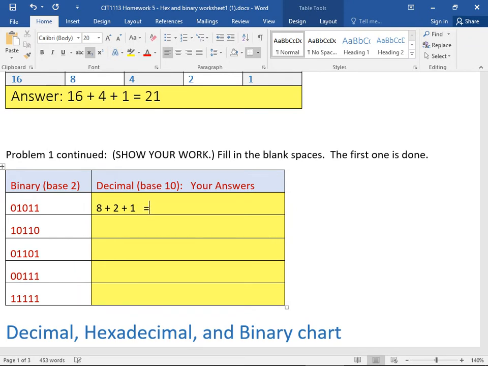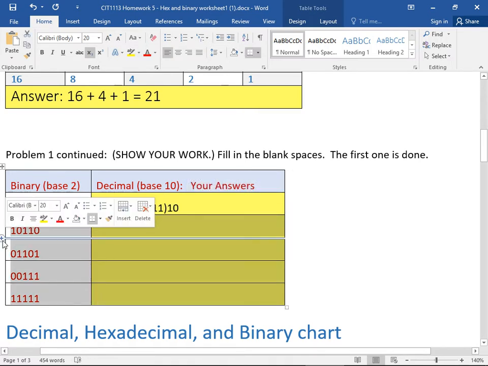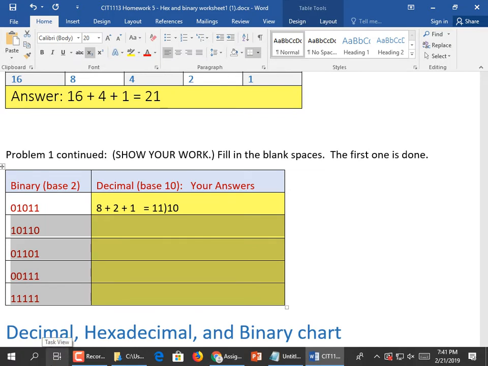And if we add those up correctly, I believe it's 11. If you feel like doing this awesome little base 10 thing after it, that makes me happy to see. All right, I'd like for y'all to do those 4. I'll do them up here afterwards, but I want you to take a stab at it.